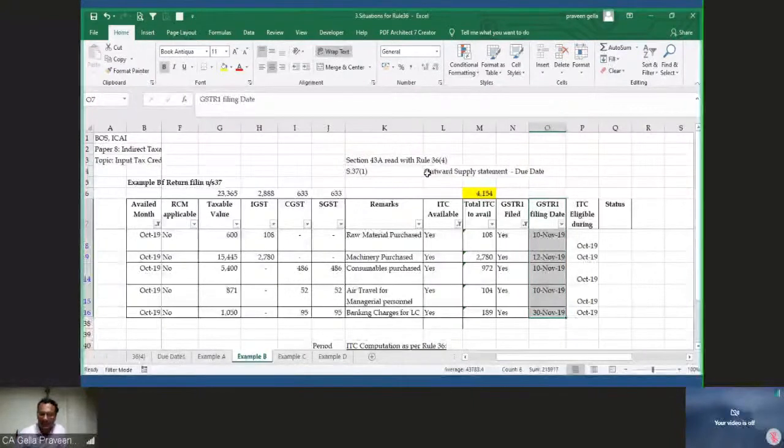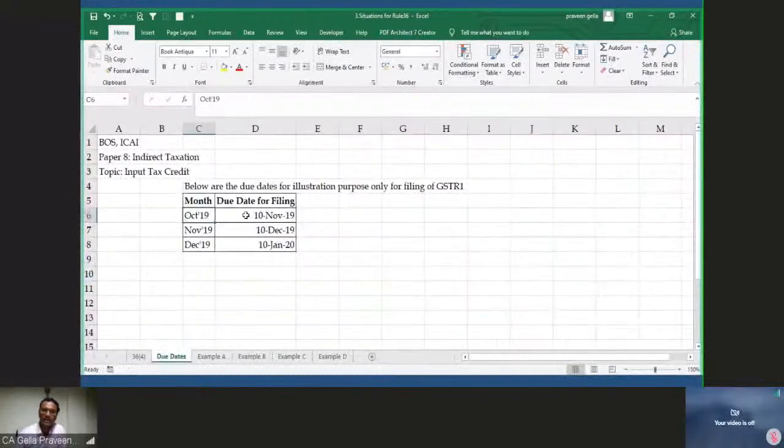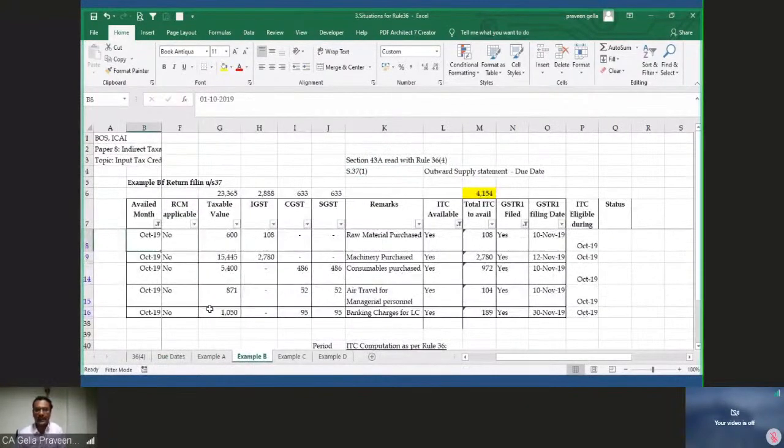Now when you read, section 37 says return should be filed on or before due date. Now when you come back, look into your row number 8. My row number 8, my supplier has filed return on 10th November. Is it within the due date? If answer is yes, I'll say I can take ITC during October.